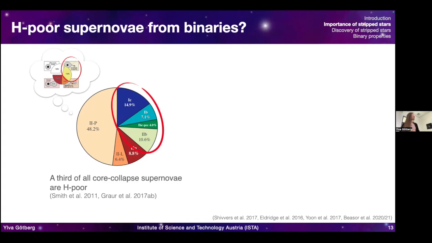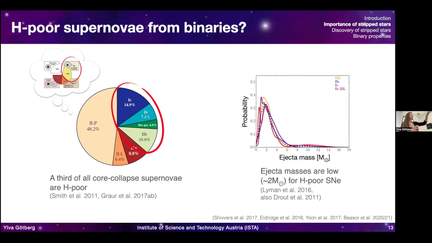Something else that may be of interest here is if we look at the ejecta masses from supernovae that are stripped envelope supernovae, these peak around 2 solar masses. It's rather low. This is something that you cannot have a very massive star exploding to do. It's actually most likely a lower mass star that then would have been stripped perhaps through mass transfer.